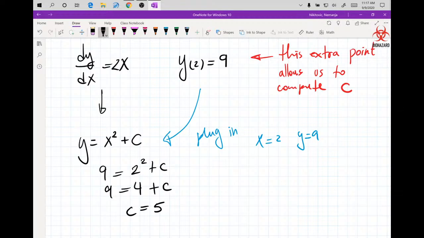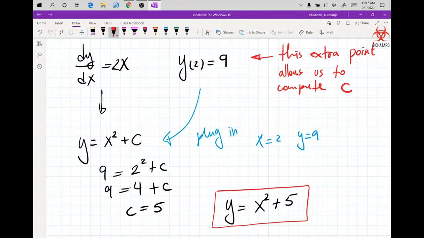So having this extra point allows us to compute the value, and now your solution is y equals x squared plus 5. This type of answer is called a particular solution. And it's called a particular solution because this is just one out of those infinitely many curves.